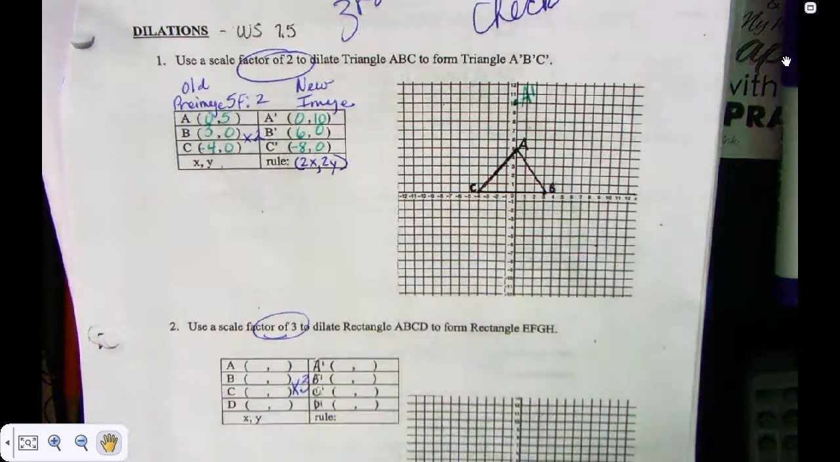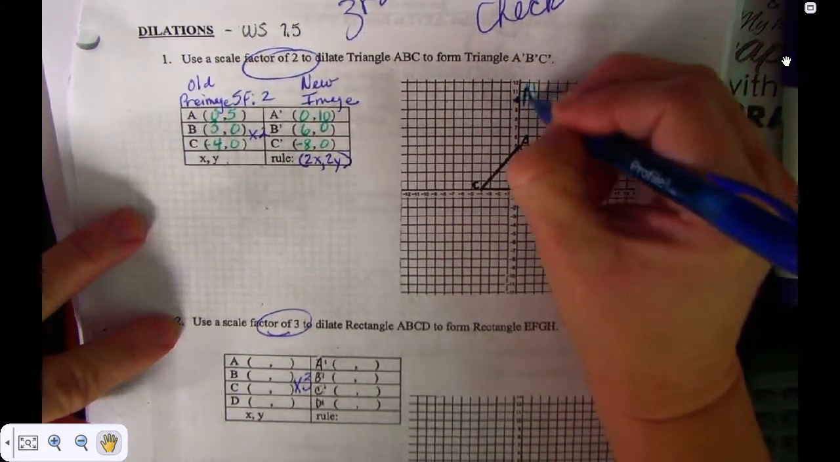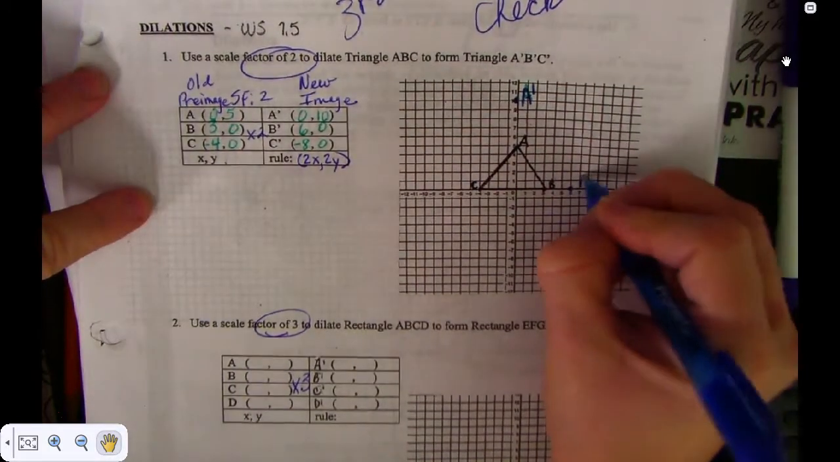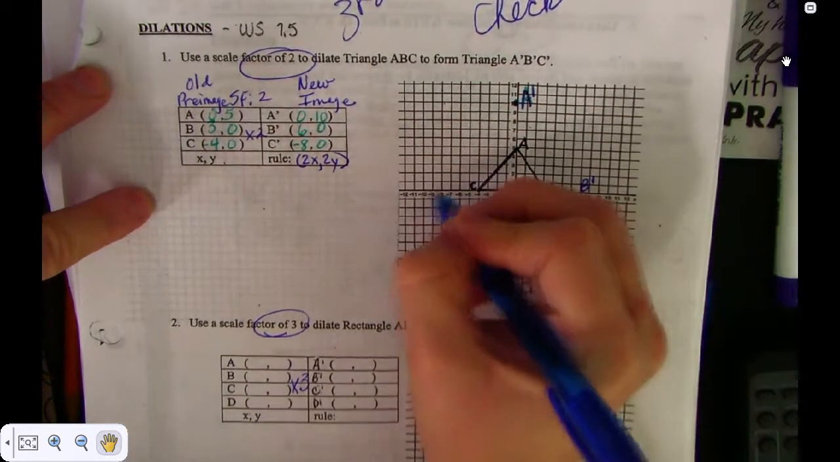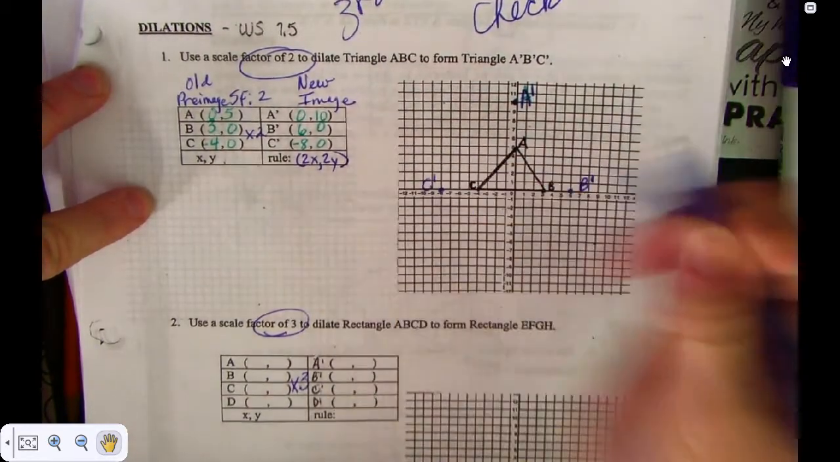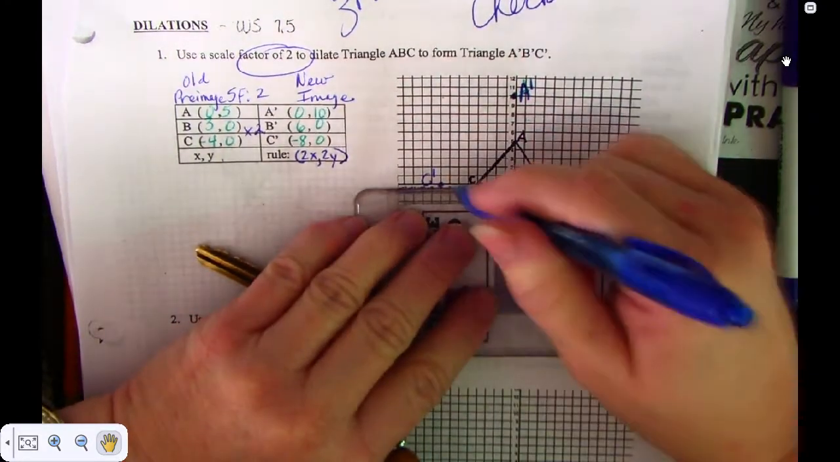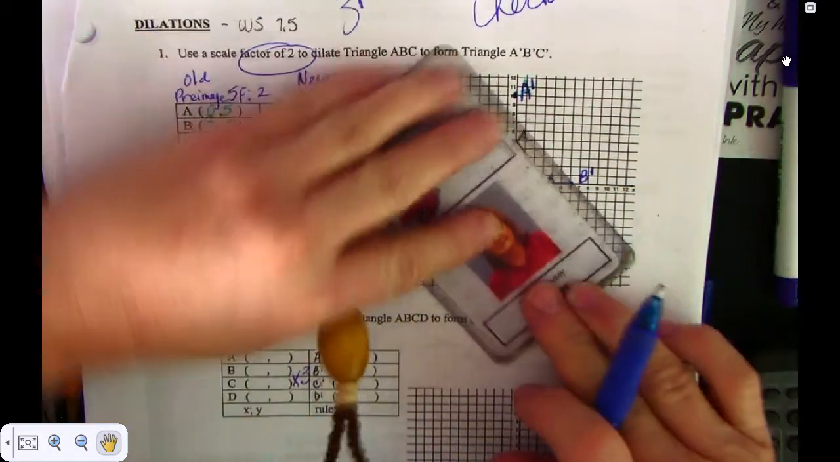I love them. Okay, so A prime is 0, 10. 6, 0 is B prime. -8, 0, C prime. Should your figure be congruent?